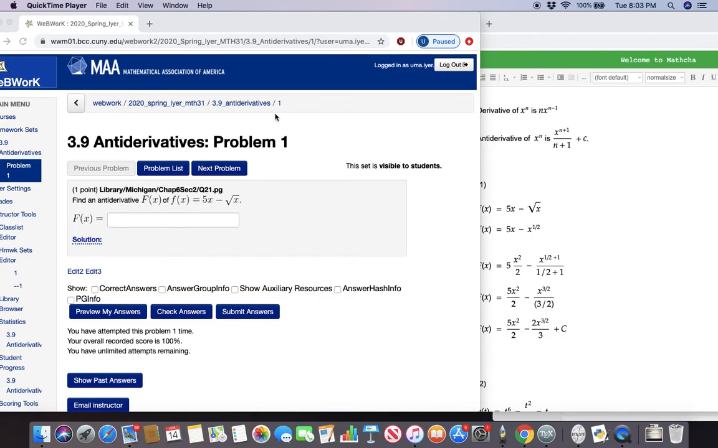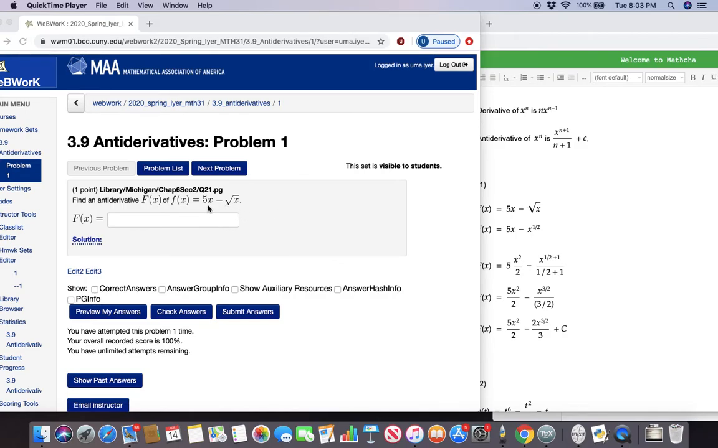So we are looking at problem 1 of section 3.9 on WebWork. This is on antiderivatives. Find an antiderivative capital F of x of little f of x, which is 5x minus root x. Notice the derivative function is denoted by little f, the antiderivative by capital F. So the antiderivative is capital F of x.